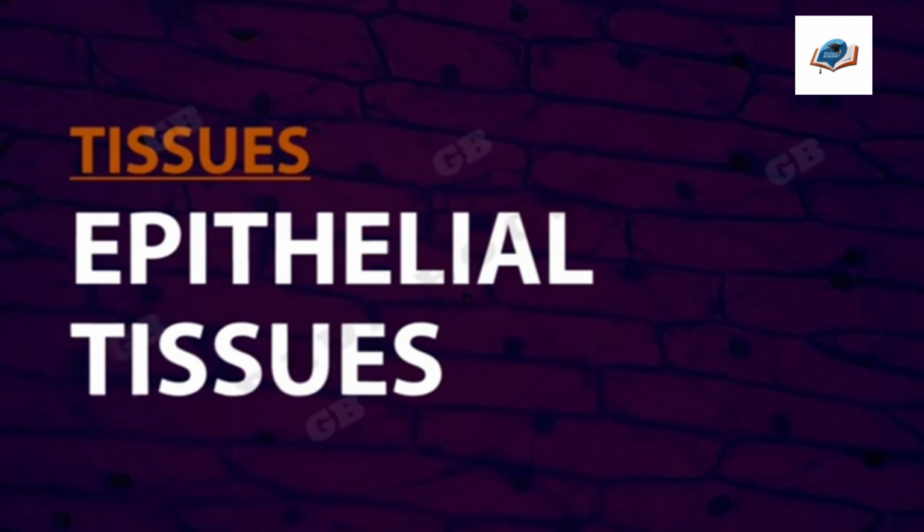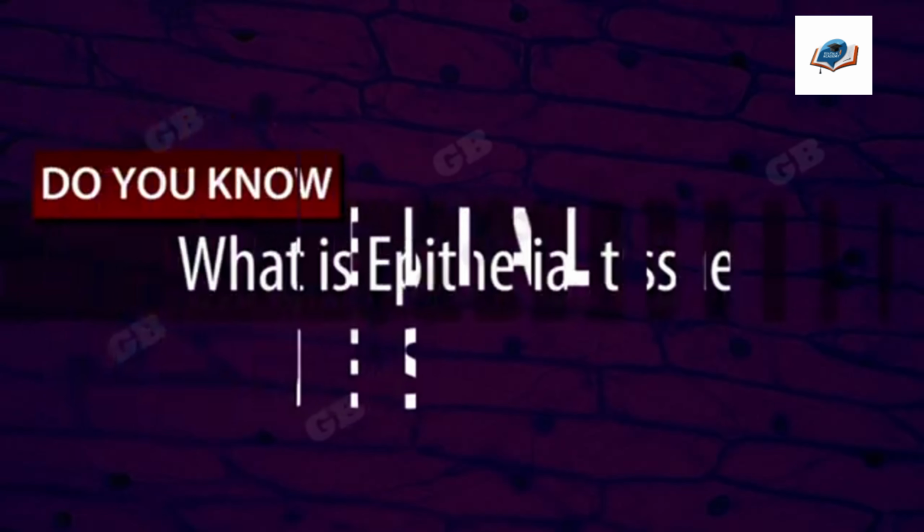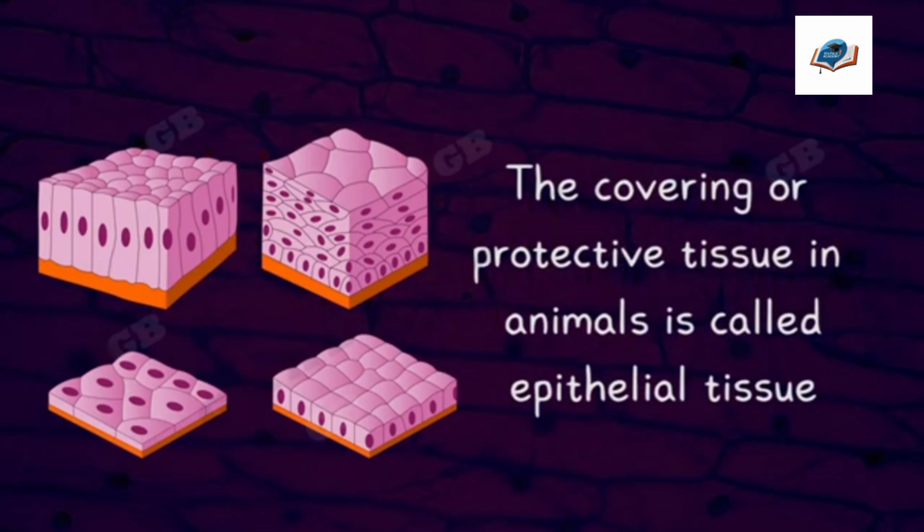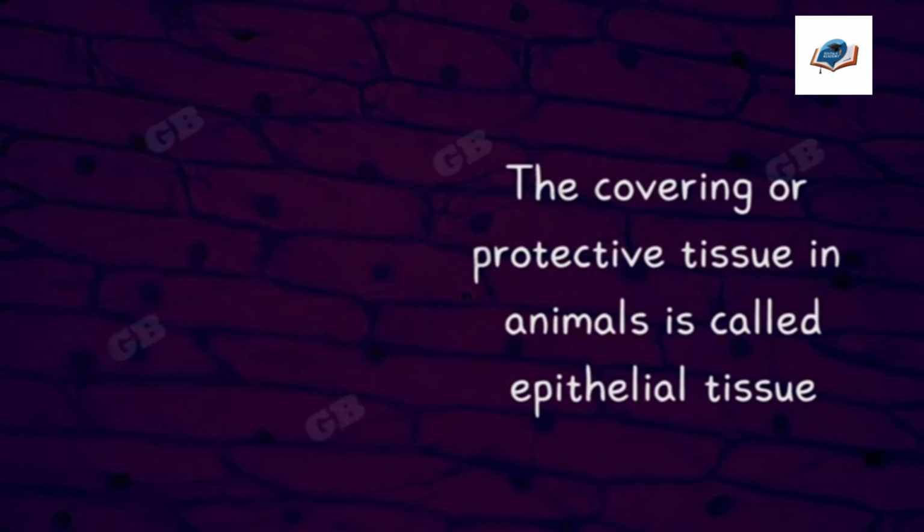Animal tissues. Epithelial tissues. What is epithelial tissue? The covering or protective tissue in animals is called epithelial tissue.